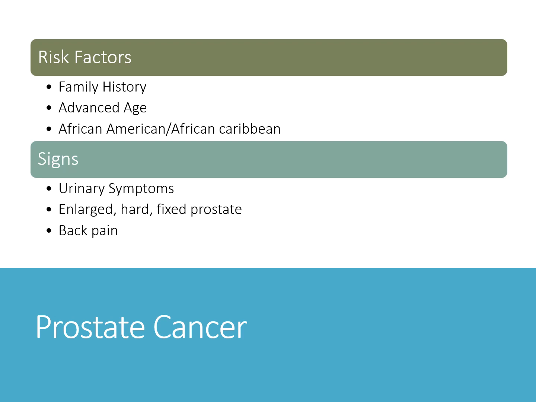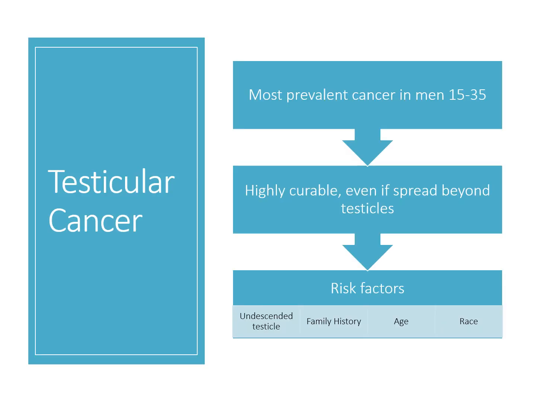The second cancer we need to address is testicular cancer. It is often referred to as a young man's disease because it is the most prevalent cancer in young men. It predominantly occurs and is most prevalent between the ages of 15 and 35. It is a highly curable cancer even if it spreads beyond the testicles. Risk factors include an undescended testicle, even if the testicle was treated to protect the fertility of the male, a family history of testicular cancer, the age of the patient, and race and ethnicity.